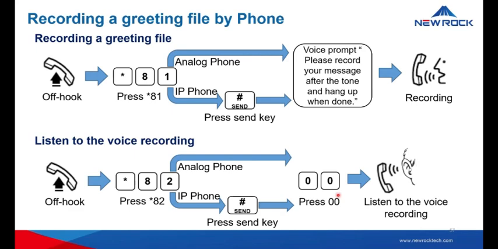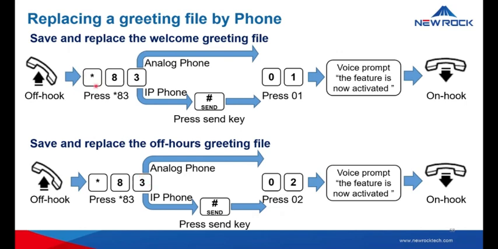So here is recording a greeting file by the phone. You can use asterisk 81 to record a greeting file. If you want to listen to the recorded file, you can press asterisk 82. And if you want to save and replace, press asterisk 83. For example, to replace the greeting, it's asterisk 8301, and to replace the off hours greeting, it's asterisk 8302.